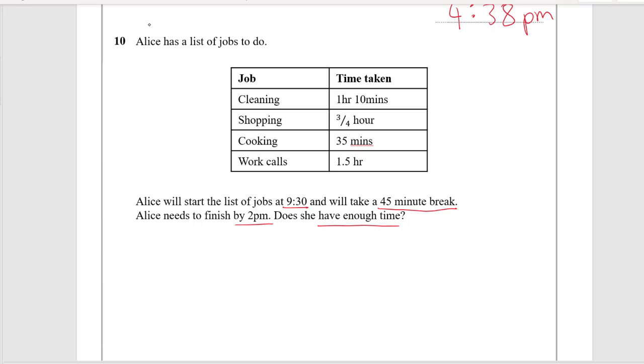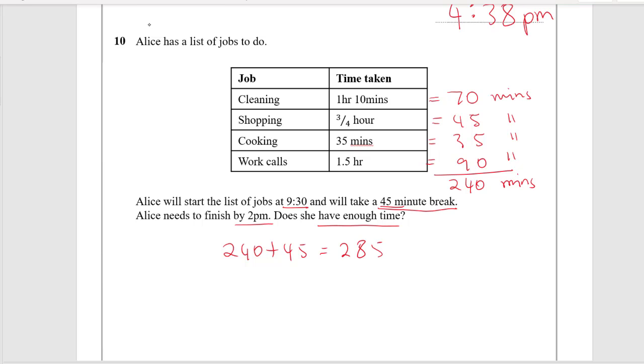So let's first of all work out how long she's spending doing all these chores. So 1 hour 10 minutes. I'm going to convert them into minutes so it's easier to understand. So 70 minutes. 60 add 10 is 70. 3/4 of an hour is 45 minutes. And then 35 minutes is already in minutes. And 1.5 hours is 1 hour 30 minutes, which is 90 minutes. Add them all together. That gives us 240 minutes. Okay. Now she takes a 45-minute break. So that means 240 add 45. That gives us 285 minutes.